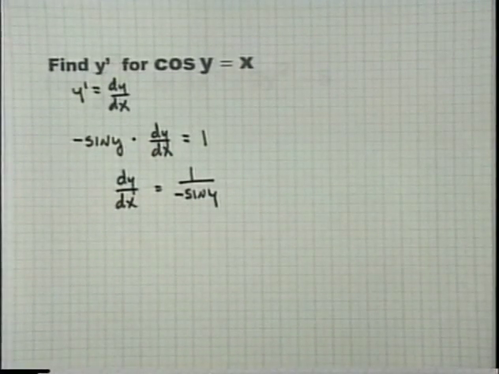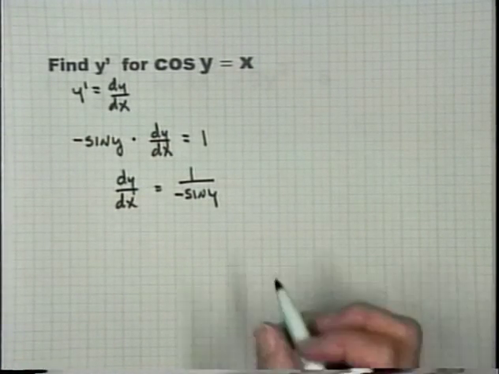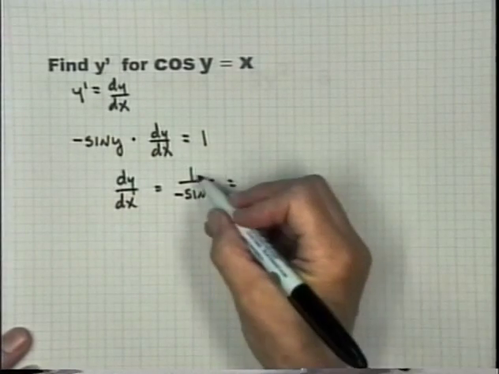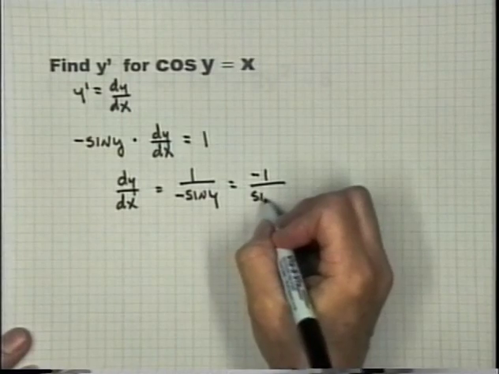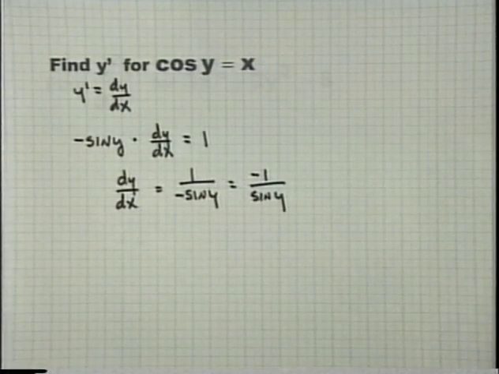negative sine y. Now, you might be saying, well, why are we doing that? That seems really simple. Well, what we're going to do here is a little bit of rewriting and show you something rather interesting. First of all, if you have a positive divided by a negative, it doesn't matter where you put that negative. So I'm going to write this as negative 1 over sine y like that.